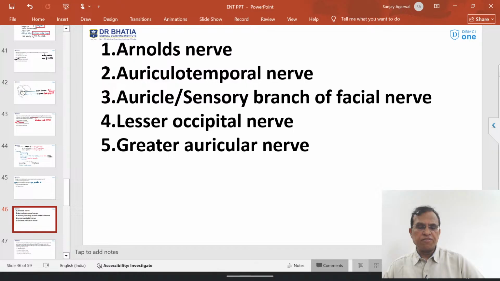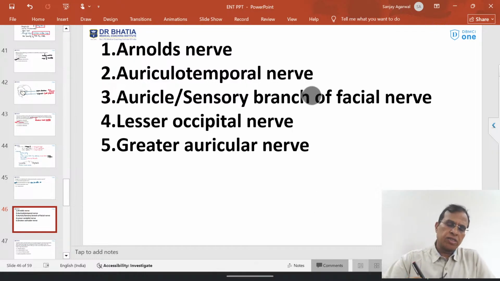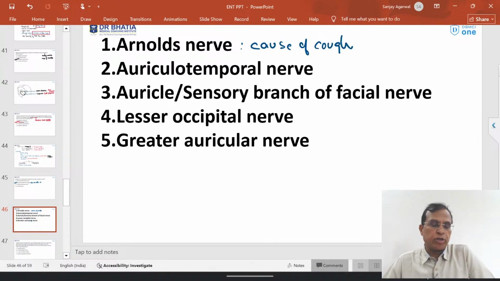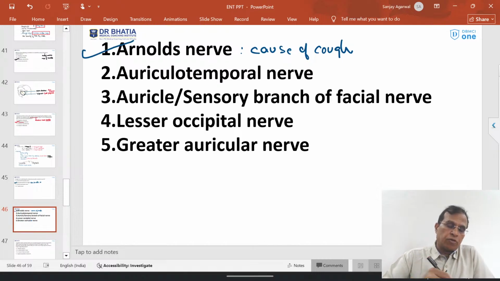These are the other nerves in the canal. Where the canal is, Arnold's nerve is the cause of cough. But the other nerves in the canal: the auriculotemporal nerve, the facial nerve also supplies it, and the lesser occipital nerve. These are the nerves supplying the pinna and external auditory canal. All these nerves are there, and because of them there is a problem of coughing.